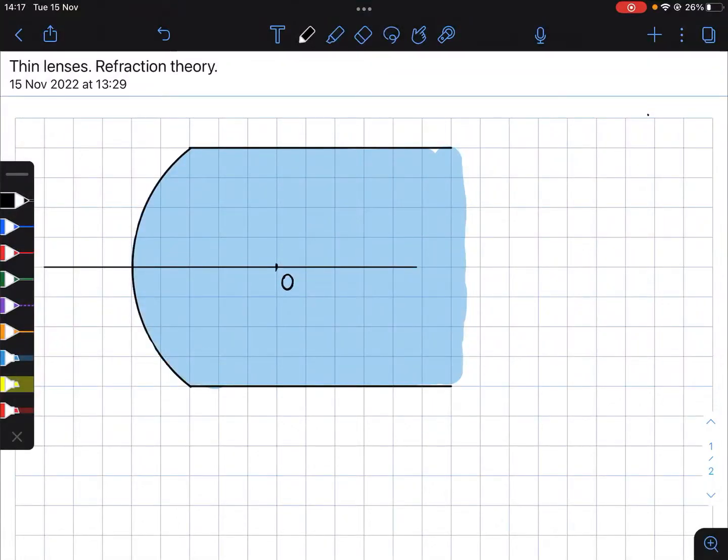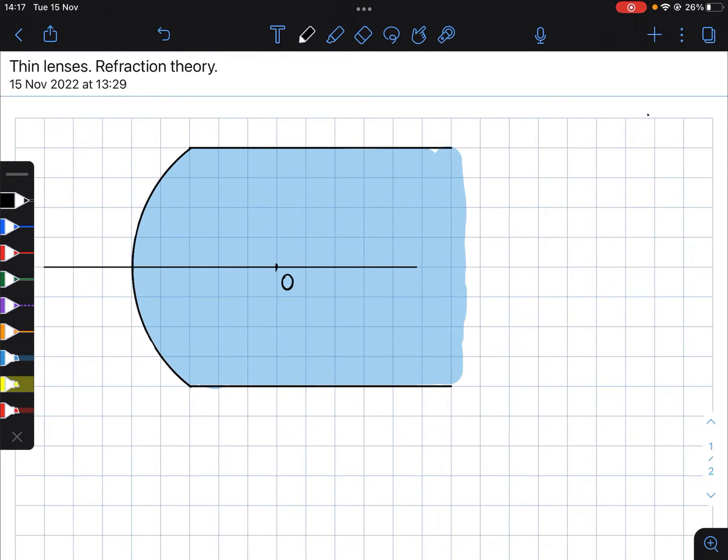Hello guys, in this video we are going to find the focal length of a spherical surface. When light hits the spherical surface or passes from the air into the medium, the rays will converge at one point, and this point is going to be the focal point. So let's find this focal point.